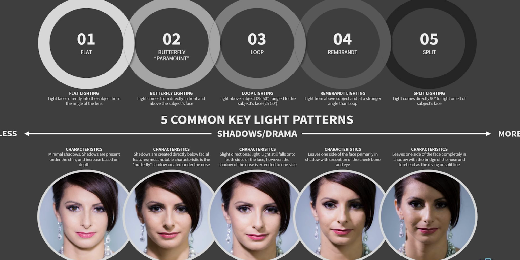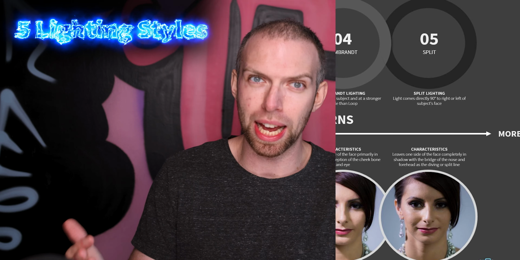Today I'm going to go over the 5 lighting styles I use in my studio, and since I don't have a model today, I'm going to use myself. This is AJ Studio Pro. The first lighting style is flat lighting.